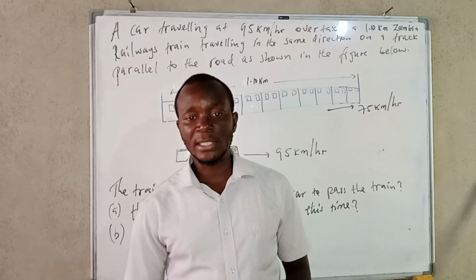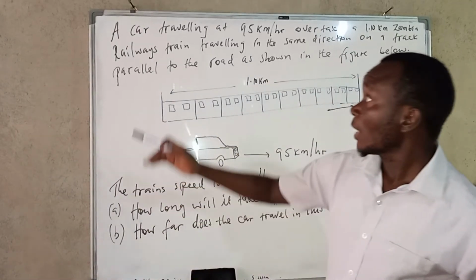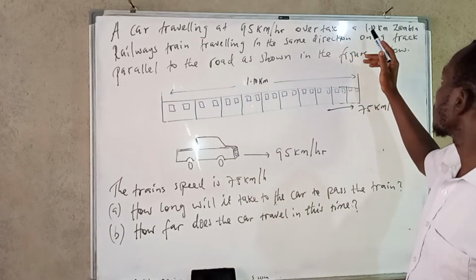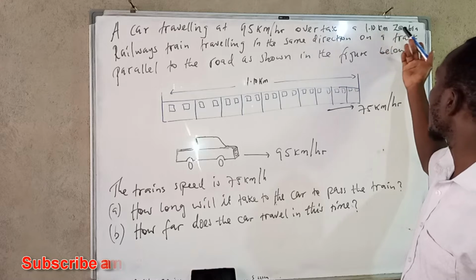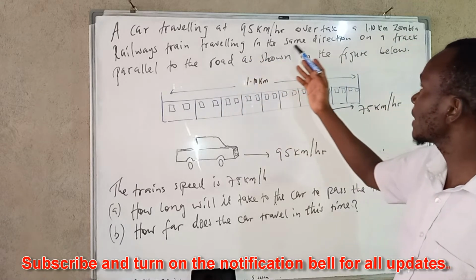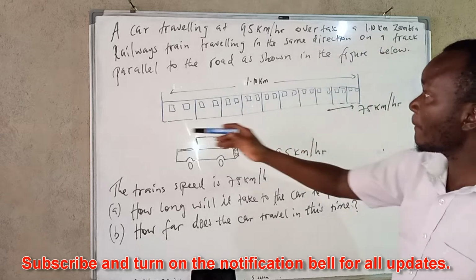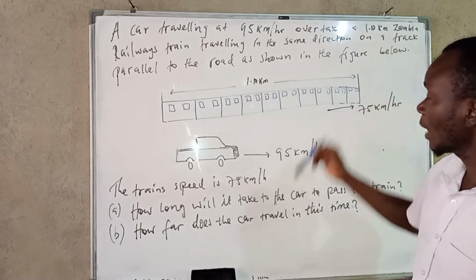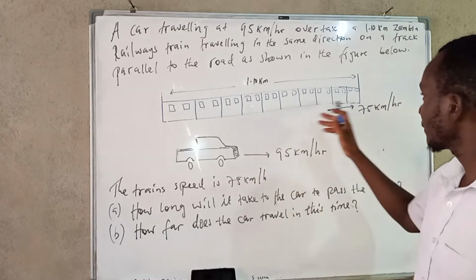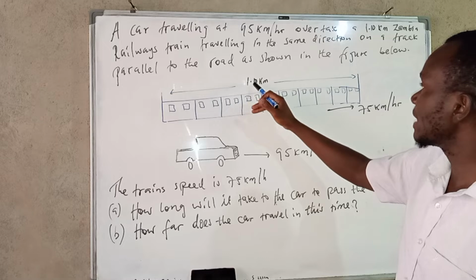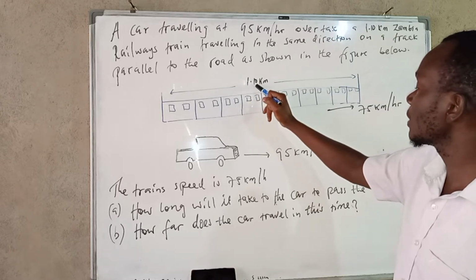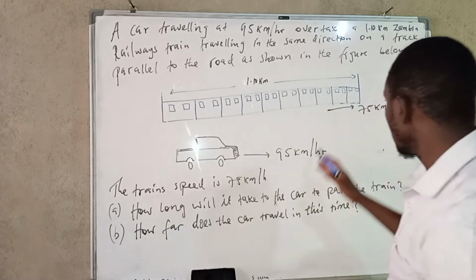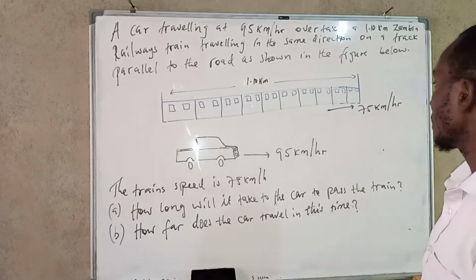In this video, we are going to look at this question which says, a car traveling at 95 kilometers per hour overtakes a 1.10 kilometer Zambia Railways train traveling in the same direction on a track parallel to the road as shown in the figure below. So we have this train which is 1.10 kilometers long and traveling at 75 kilometers per hour.